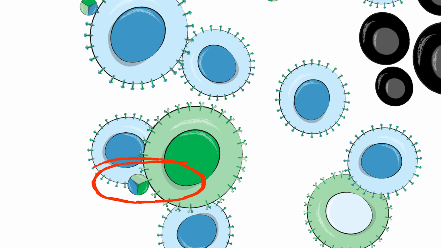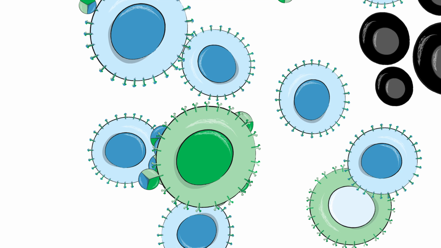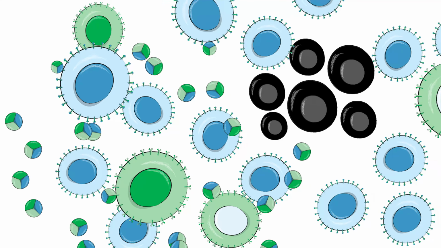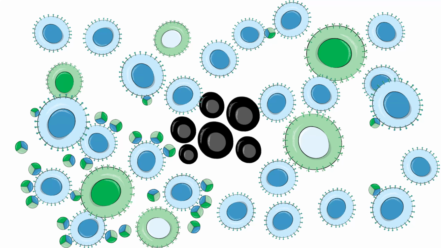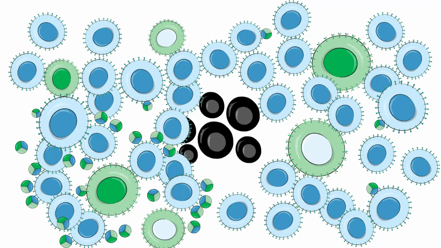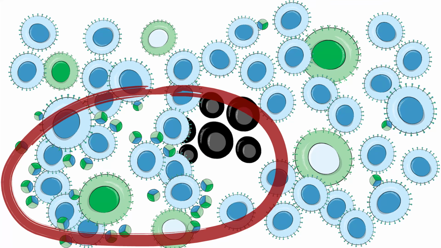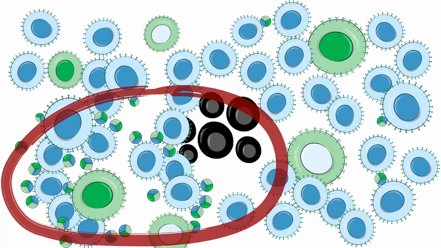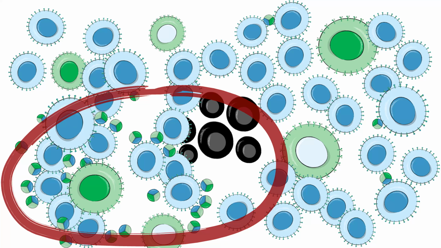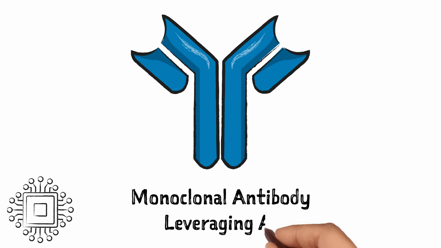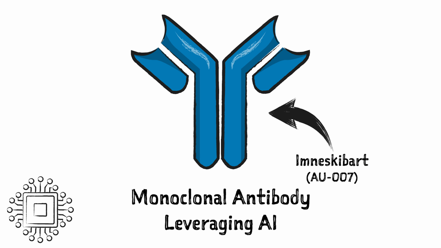Now, some of the IL-2 does make its way to the effector T cells, which stimulates them to produce more IL-2. But here's the catch. Most of this new IL-2 is consumed by the Tregs, keeping the immune system suppressed. At Allos, we call this the negative feedback loop. What if we can break the negative feedback loop? Based on clinical data, our human monoclonal antibody, imnescabart, could be the answer.